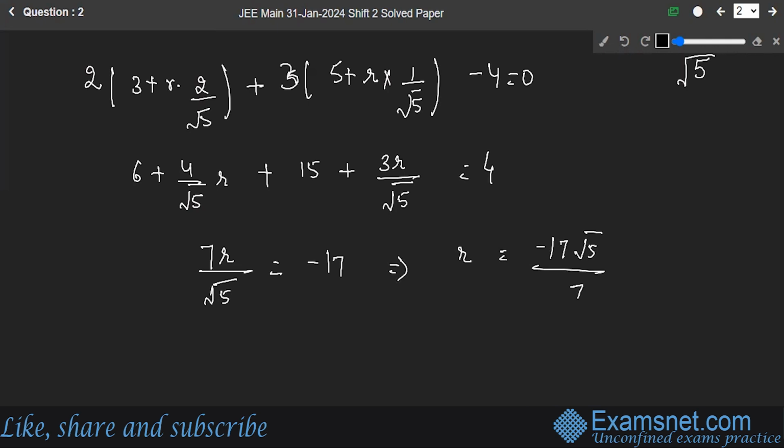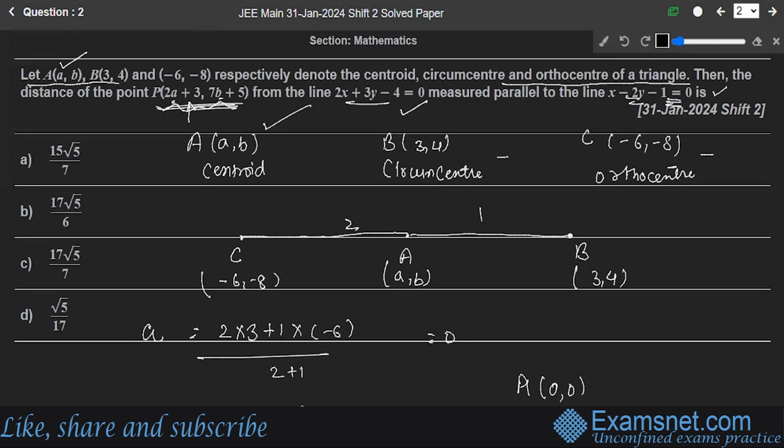So this is the answer to the question. See, r is a distance, so I will take the modulus value. It can't be negative. This is 17 root 5 upon 7. So you have option C as the right answer. Hope you're clear with this. Let's move to the next question.